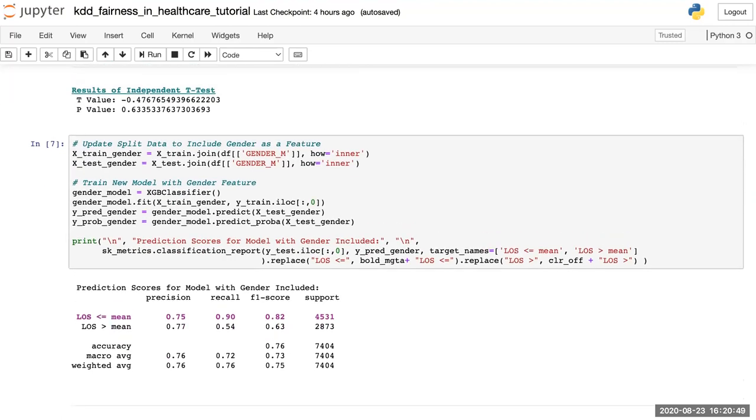We then generate our gender inclusive model. And as you can see, we get similar results to our baseline, although our recall has gone up slightly for the negative class, which is again the class we're optimizing for. So in our example then, we'd like to keep these results, but should we keep this feature in our model?